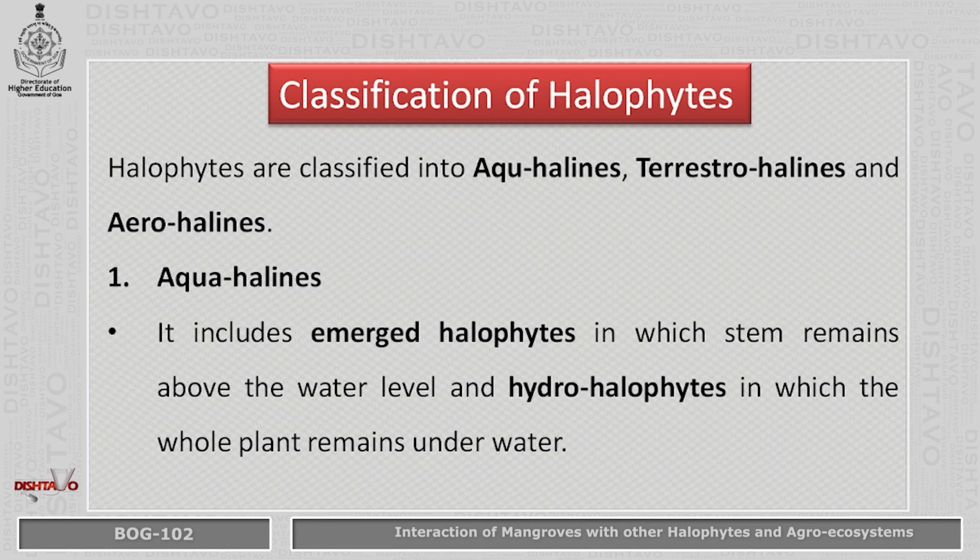Now let us learn about the classification of halophytes. Halophytes are classified into aquahalines, terrestrohalines and aerohalines. The first is the aquahalines. Aquahalines include emerged halophytes and hydrohalophytes, in which the emerged halophytes are the halophytes in which the stem remains above the water level, and hydrohalophytes are the halophytes in which the whole plant remains under the water.